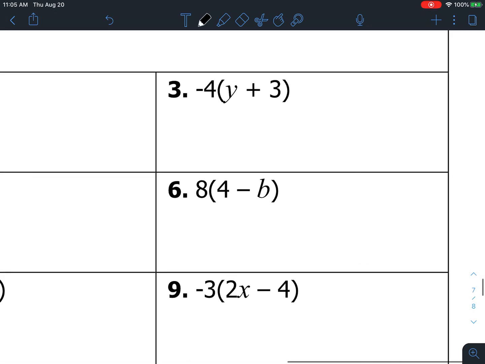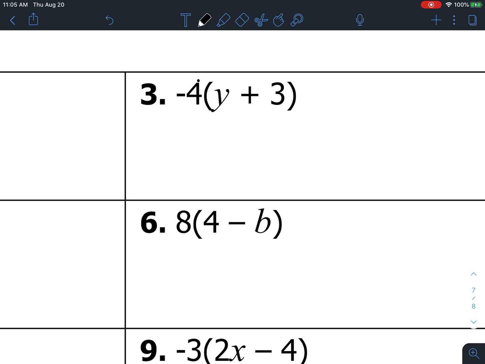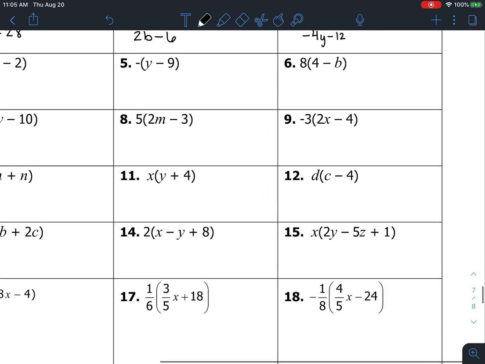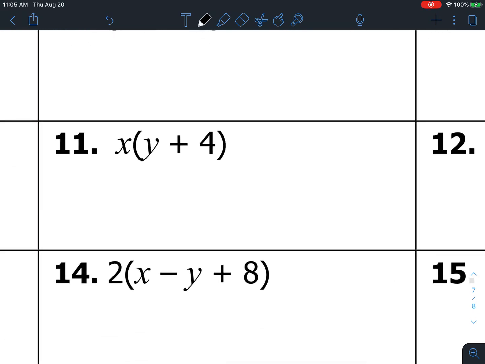Let's look at one that now involves a negative sign on the outside. So now we're going to take negative 4 and we're going to multiply it to everybody. So that'll give me negative 4y minus 12. Now, sometimes you're going to have letters that are multiplying to other letters, like number 11. Again, exact same thing. We're going to take our x and multiply it to everybody on the inside. X times y is xy. X times 4 is just 4x.